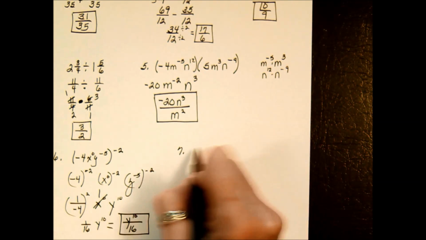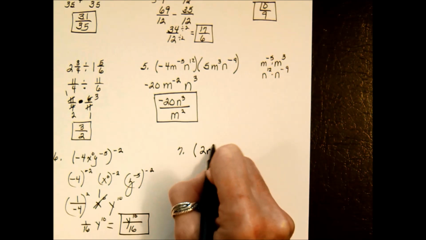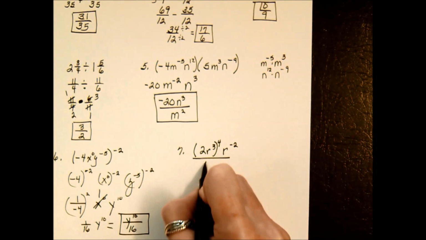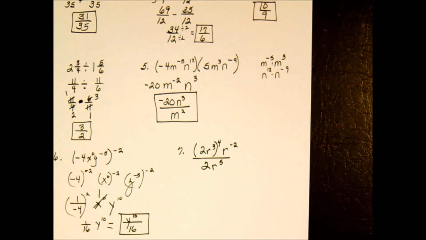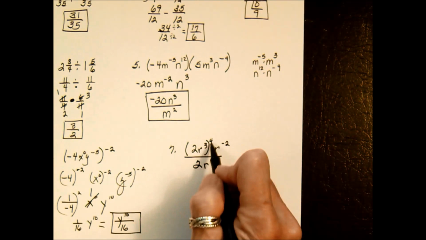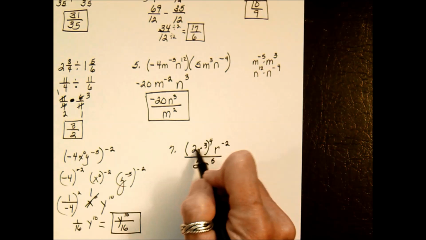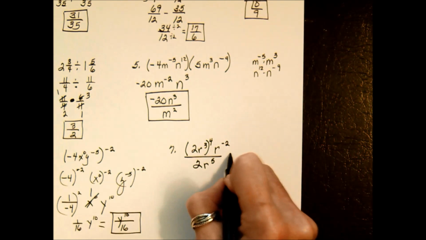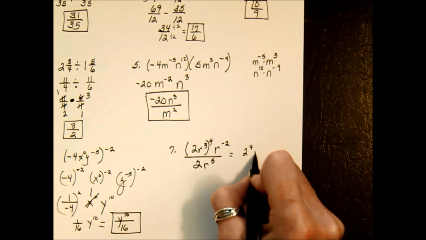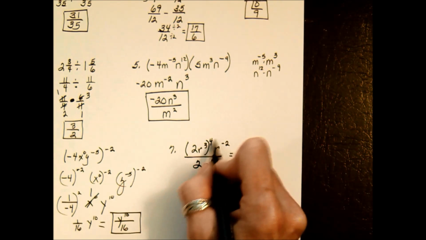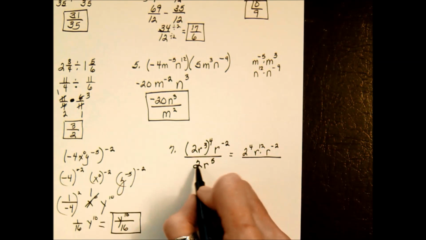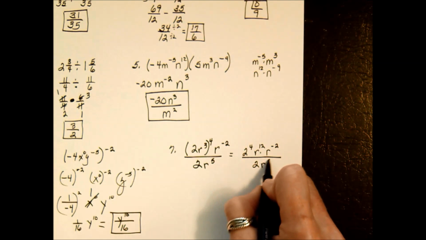Number 7, more exponents. We have (2r cubed) to the 4th, r to the -2, all over 2r to the 5th. Several things happening here, and you need to be very careful. In this first piece, my 4 exponent belongs to both. So it's going to be 2 to the 4th, and then r to the 12th. Inside-outside exponents, r to the -2, we'll deal with that in a minute. Here, it's only the r that is to the 5th.